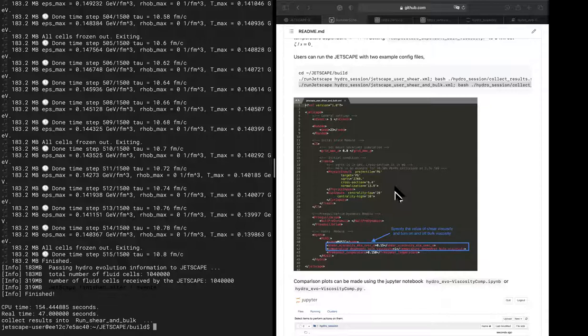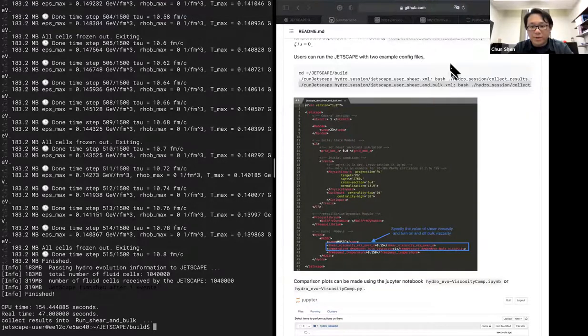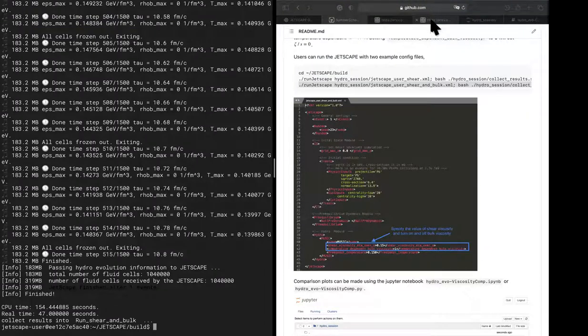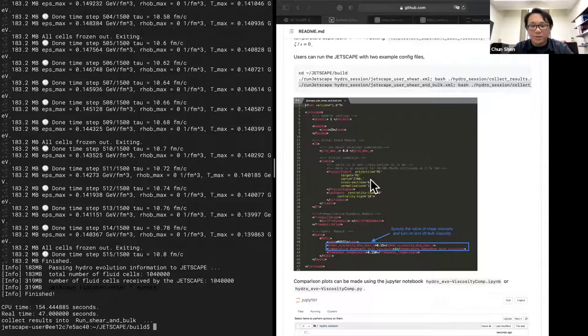There's another question on Slack about how we determine the Trento normalization parameter. What we mainly try to do is fit the charged-particle multiplicity in 0 to 5% centrality. For example, experiments like ALICE or CMS measure the charged multiplicity dN/dη at 0 to 5% centrality. We adjust this number so that our 0 to 5% simulations match the experimental measurement.